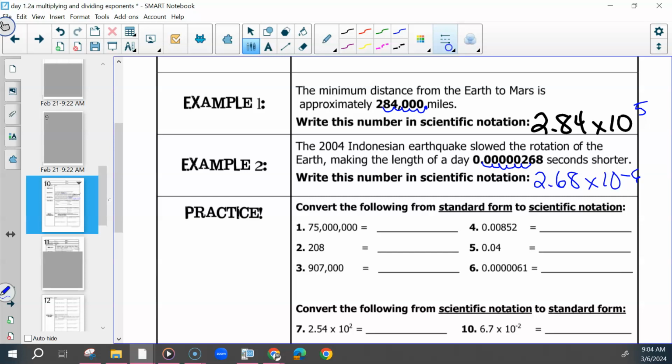So if it starts with a bigger number, start at the end and move to the left, and the exponent is positive. If it starts with a decimal, start at the decimal place and move right, and the exponent is negative. Okay. Look in the practice section. Are there any of those we want to see go over before we start the adding and subtracting?